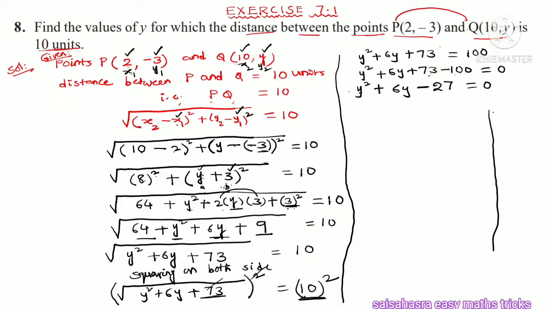The y square coefficient is 1. The constant is minus 27. If you multiply them, what answer are you going to get? Minus 27. So we need to write the factors of minus 27. One is 1 into minus 27. Another is the 3 table: 3 into minus 9, 27 will not come. 9 table: 9 into minus 3.